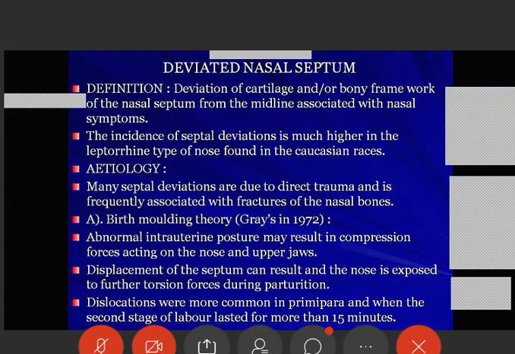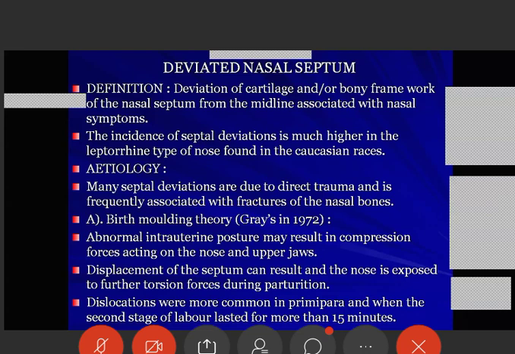When you find after birth the infant unable to breathe, and you see there's a deviated nasal septum, you can introduce Gray's struts. Gray's struts are there; later on in the chapter you will come to know about that. Another is displacement of the septum, where the nose is exposed to further torsion forces during parturition, mostly when there is a face presentation. In those cases, during childbirth, the face gets compressed over the posterior part of the mother and may lead to compression. So that is one reason where you get a deviated nasal septum.